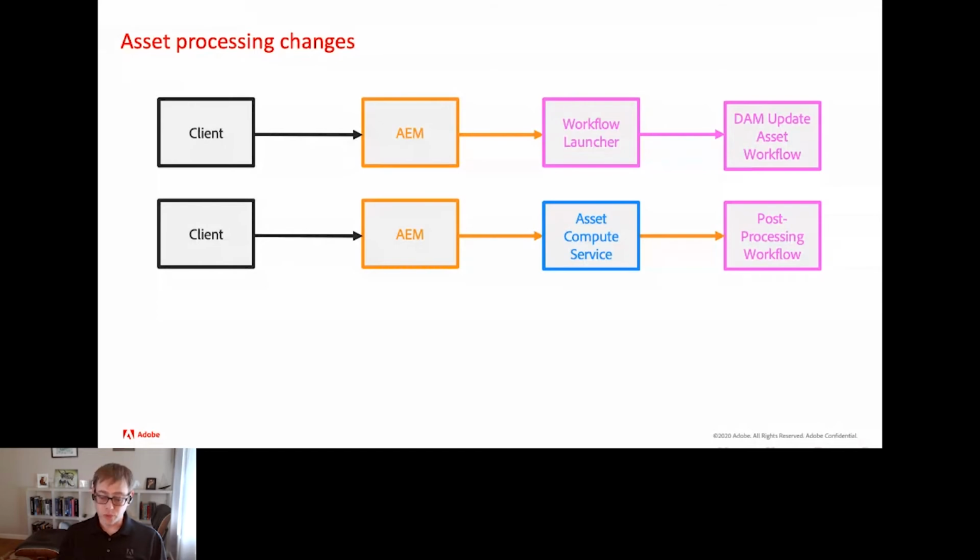Now, a note for you is that in your custom post-processing workflows, don't forget to include the DAM update asset workflow completed process. The reason for that is that in the old model of doing things, we would know that, hey, when this DAM update asset workflow is completed, we're done processing. There's one point in time, and we'll mark the asset as done, as completed. And in the UI in AEM, you'll see that little processing label disappear at that point.